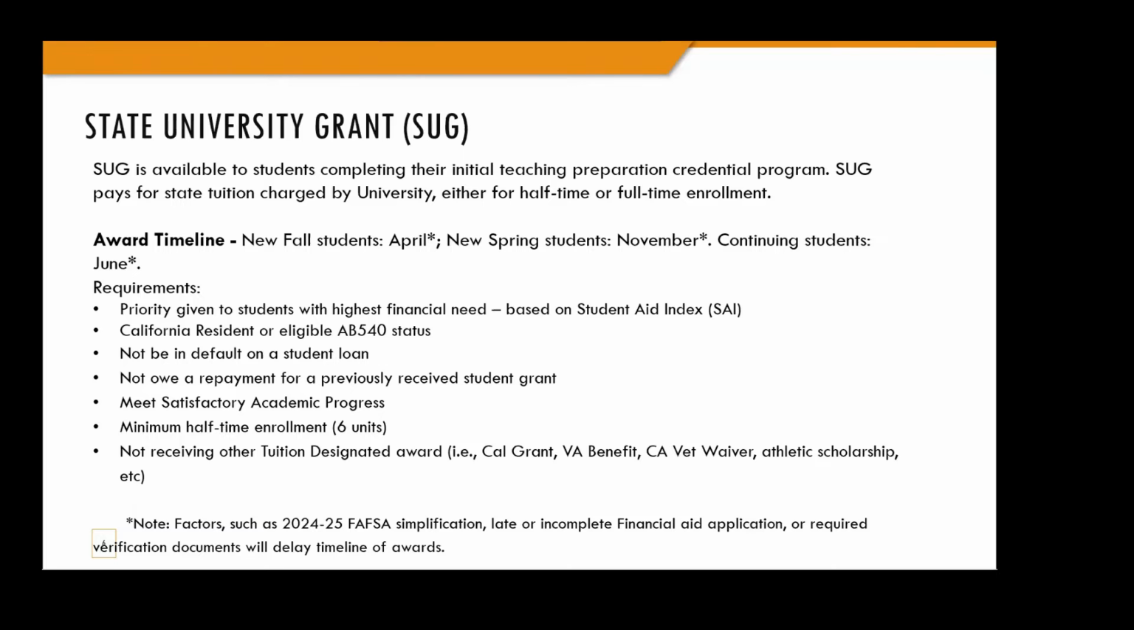And then the award timeline: this one is awarded at the beginning of the school year. If you're a new student starting in the fall, we typically start awarding in April. If you're starting in the spring semester as a new student, you typically begin awarding in November of the prior year. So if you start in the spring, which is when the semester starts at the end of January, usually by the November before, you would already have an offer, or at least that's when we begin doing the offers.